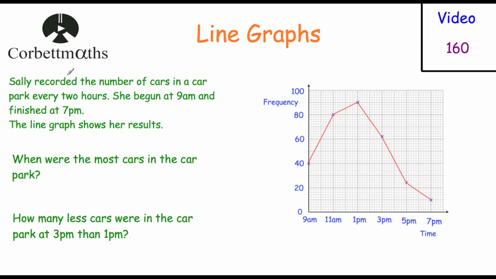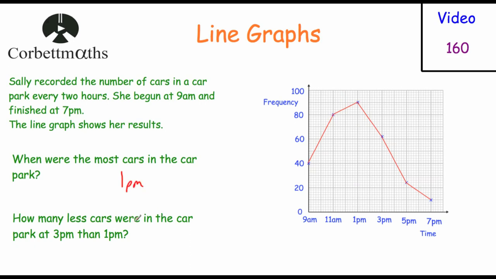And the question says, Sally records the number of cars in a car park every 2 hours. So this is the number of cars in the car park at each of the times. She began at 9 a.m. and finished at 7 p.m. The line graph shows her results. When were the most cars in the car park? So that'd be whenever the line graph's at its highest point. And as you can see here, it had 90 cars at 1 p.m. And the question said, when were most cars in the car park? So that would be 1 p.m.